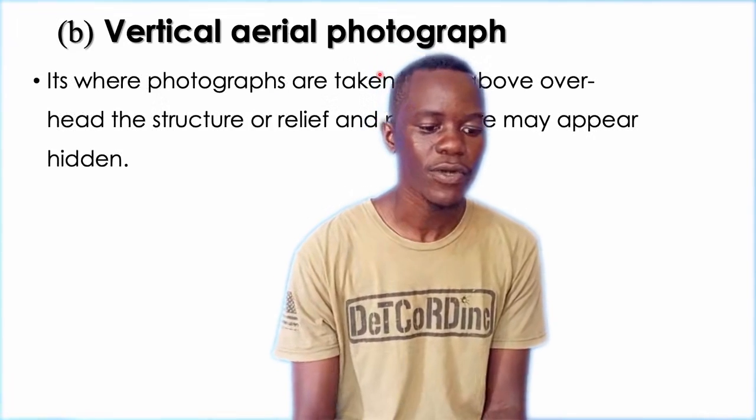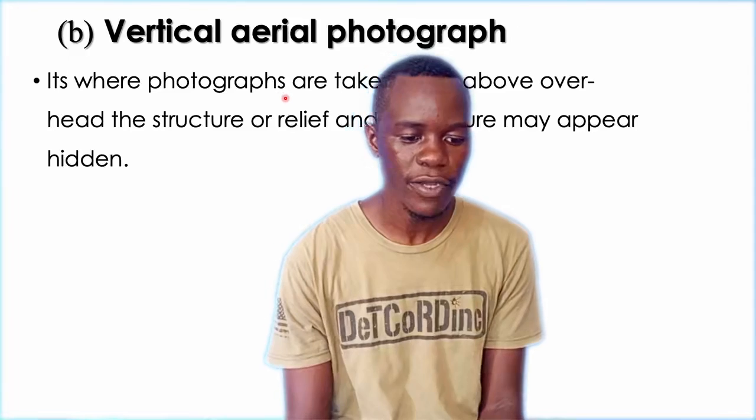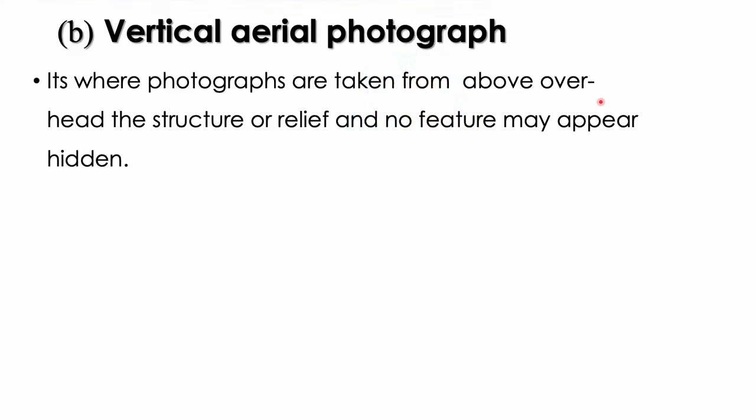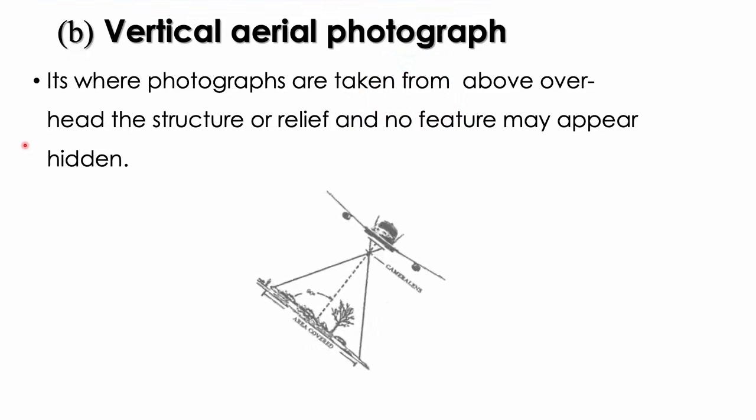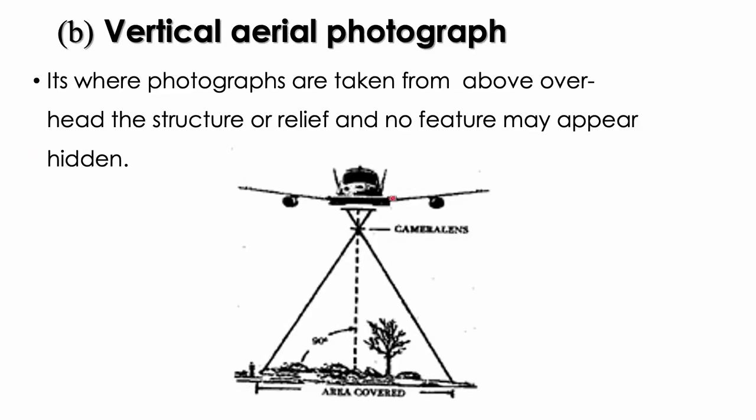The other type of aerial photograph is the vertical aerial photograph. This vertical photograph is where photographs are taken from above, overhead the structure or the reef, and no features may appear hidden. So this is overhead the structure and all the reef. So you have your reef here and the structures.